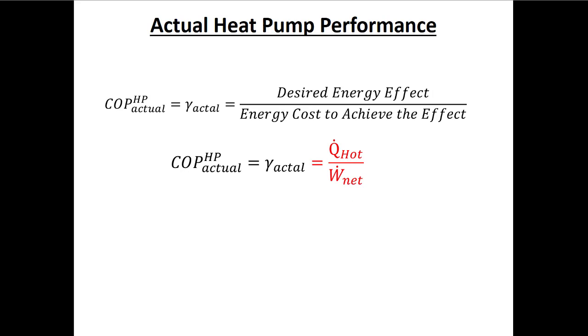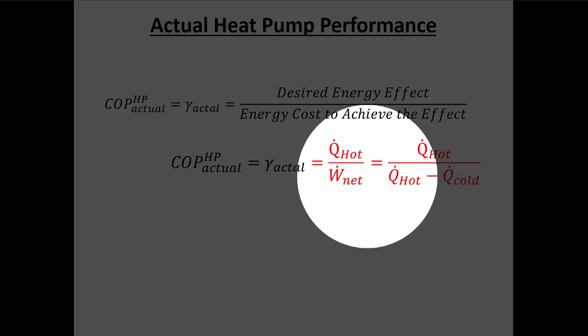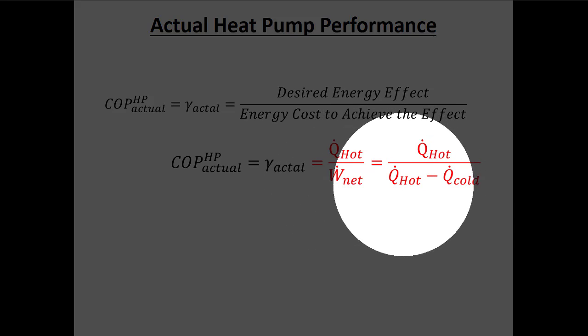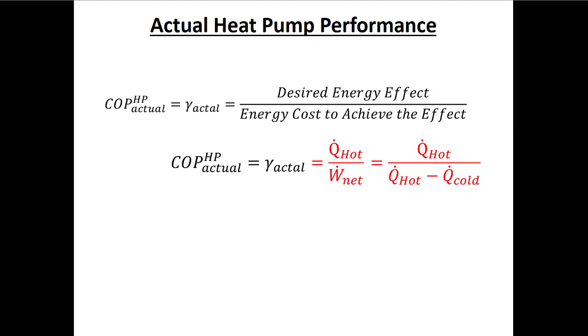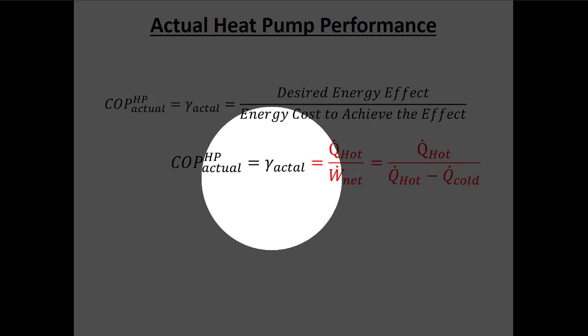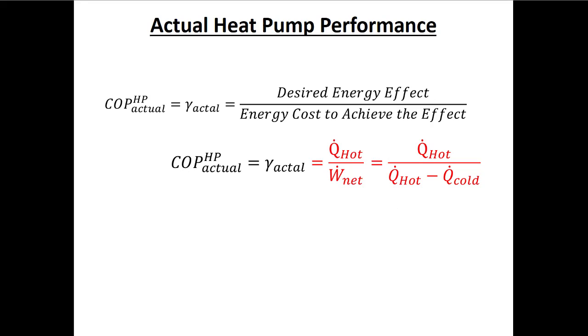And the cost is that we got to plug this thing into the wall, right? So we got to add some heat, or we got to add some power into the system. We know that this net work is also equal to Q dot hot minus Q dot cold. This works for any kind of heat pump, whether it's real or it's ideal, right?